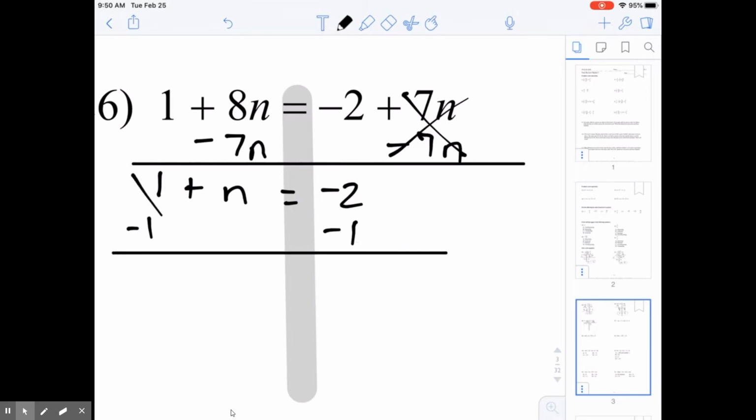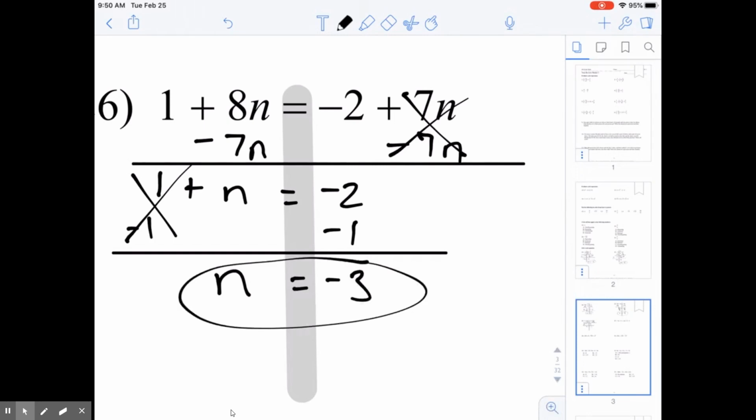And so these will cancel out. You're left with just simply n. And then negative 2 minus 1 is negative 3. And so that's your final answer.